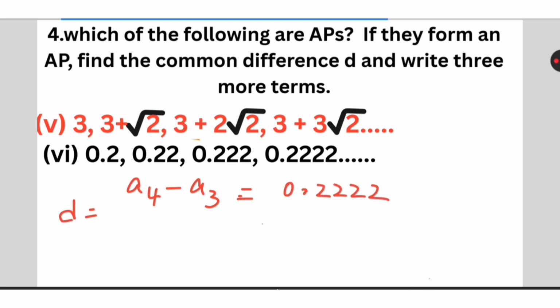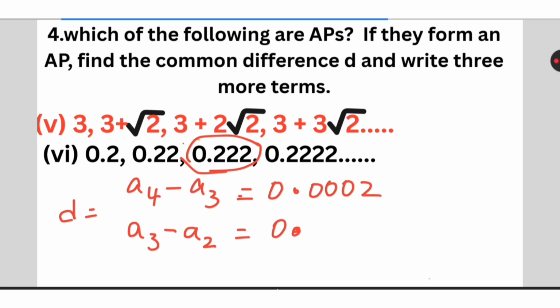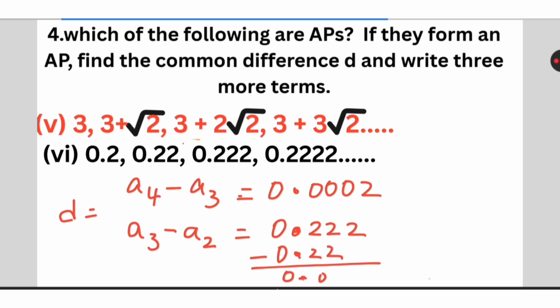0.2222 minus the 3rd term is 0.32. So here we are going to get 0.0002. That means 0.302. Let's do a3 minus a2. What is the 3rd term? 0.32 minus, what is the 2nd term? 0.22. If you subtract, you are going to get 0.002. It means 0.002.